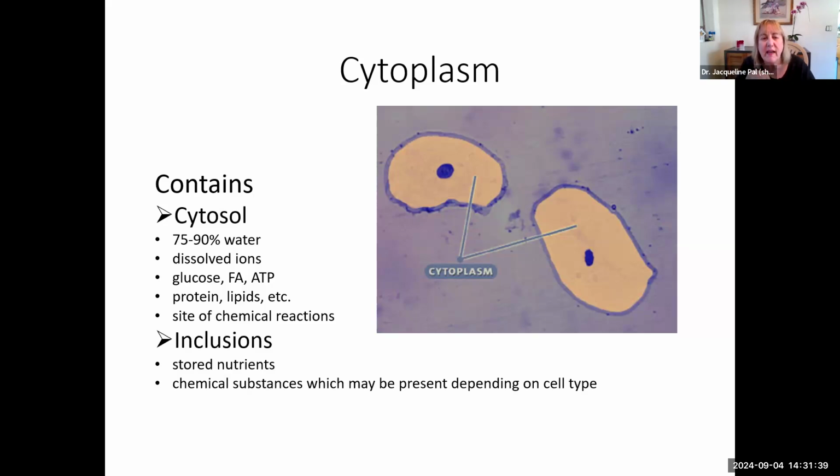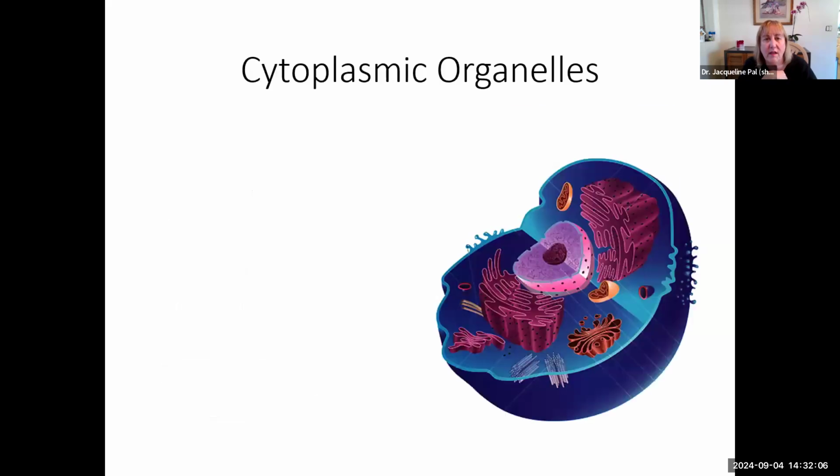In addition, we might have inclusions, which is where nutrients can be stored, such as chemical substances, depending on the cell type. So for instance, in your skin, if you go out in the sun, you know how your skin gets tan? Well, that's because your skin would have inclusions storing melanin. That's an example. This is also where we are going to find all the other organelles.